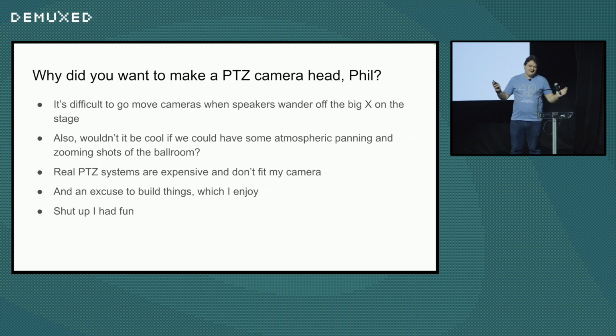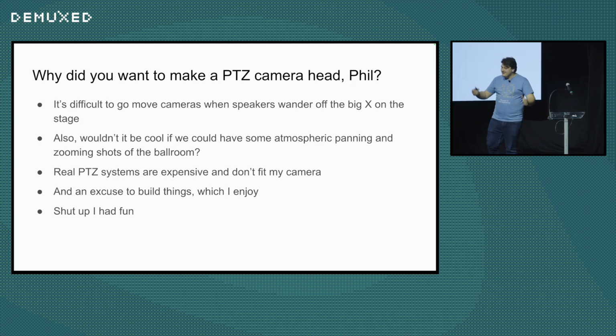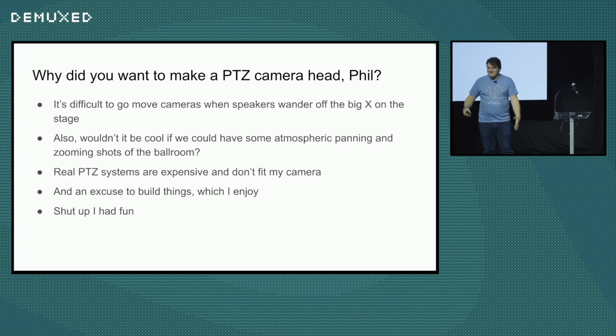Why did I want to make a pan tilt zoom camera head at all? A bunch of reasons. One, if I walk over here, I'm no longer on the stream, because there's no one at that camera. Yeah, the lighting apparently follows me. If I walk back over here, then I'm back on the stream again. So it'd be really cool if we could kind of keep that in frame. The other reason is I wanted some atmospheric shots of a ballroom with pans and tilts and zooms.